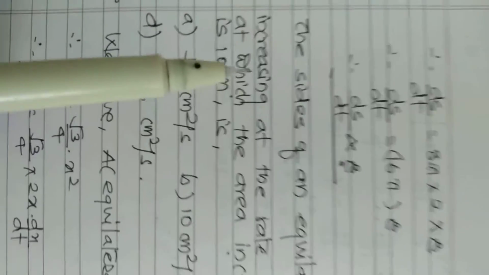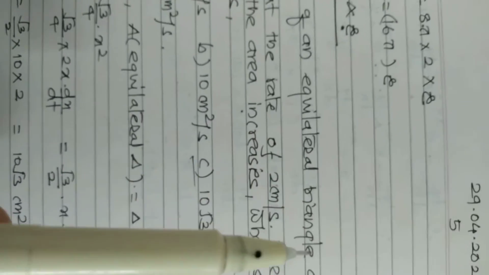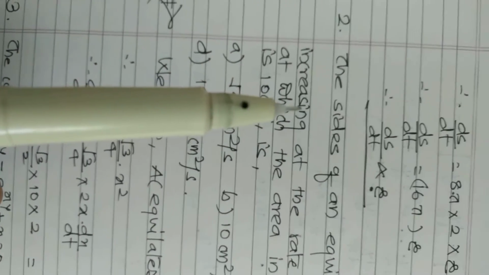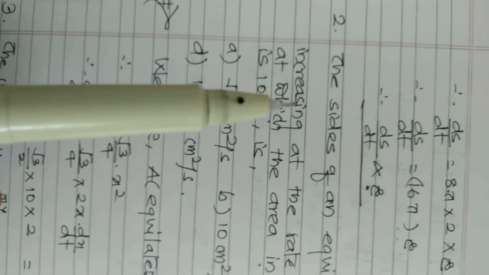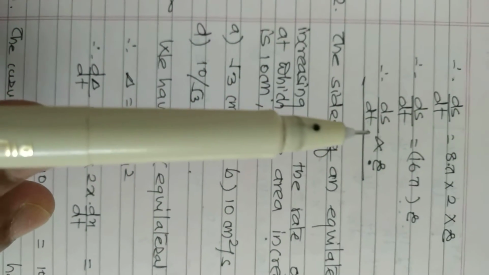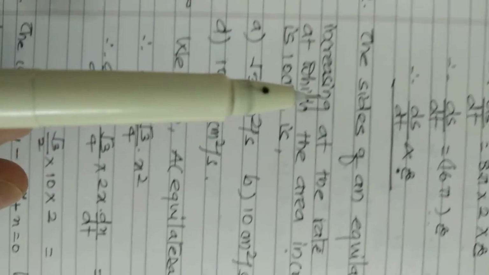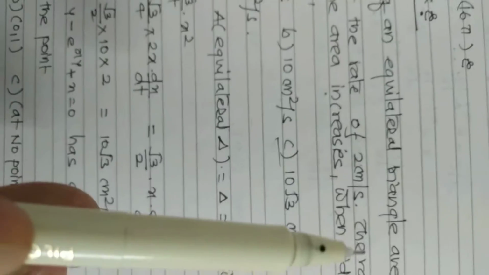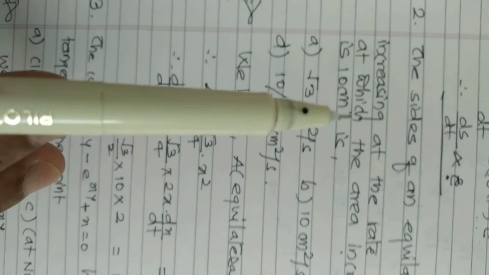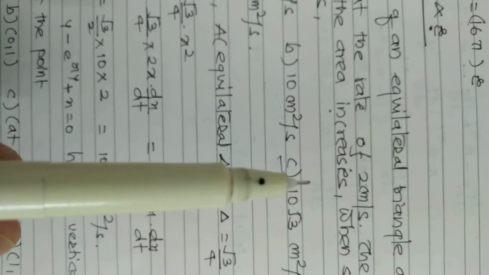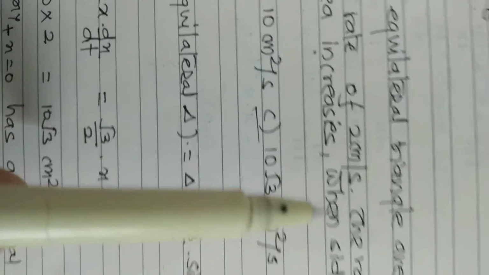So the answer to the first question is r. Now the next one, the second: the sides of an equilateral triangle are increasing at the rate of 2 centimeter per second.